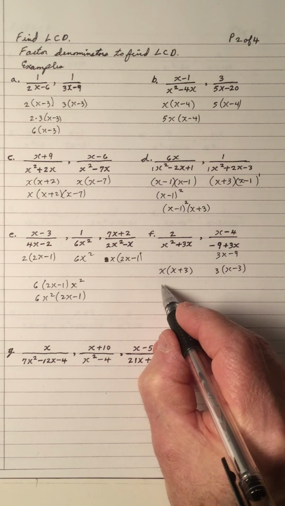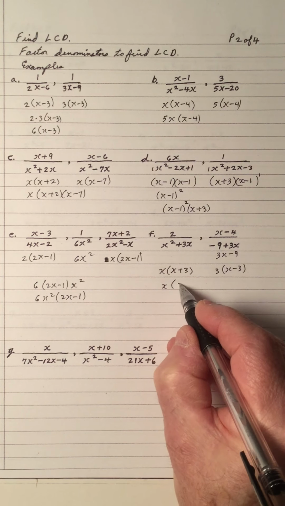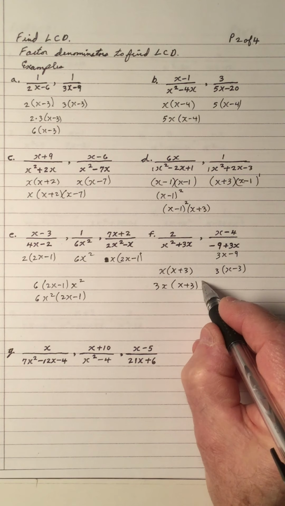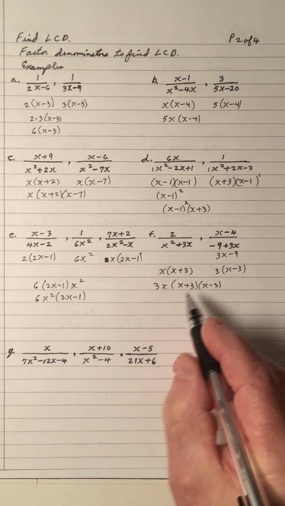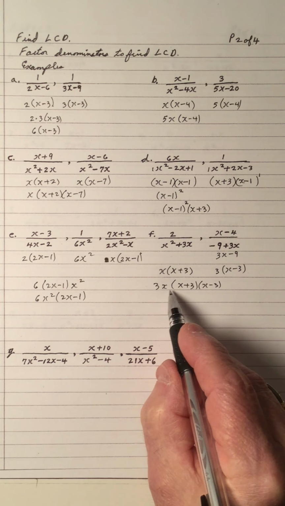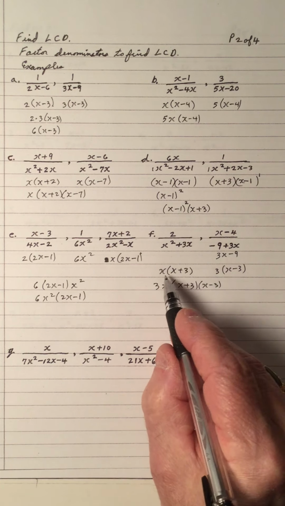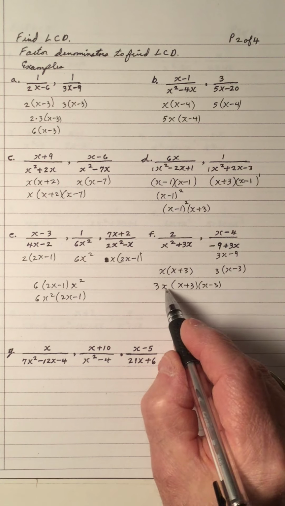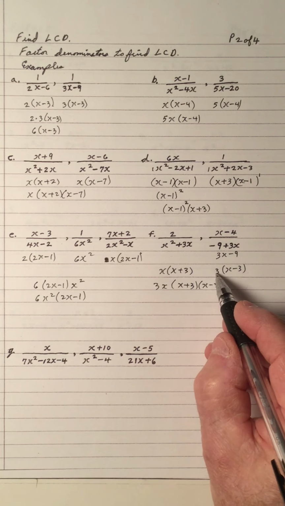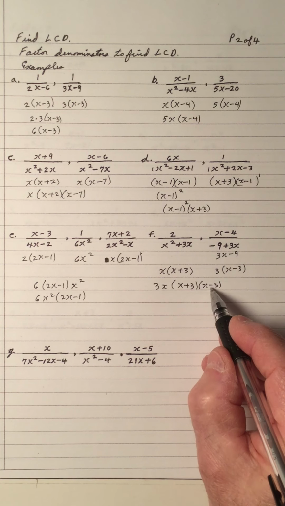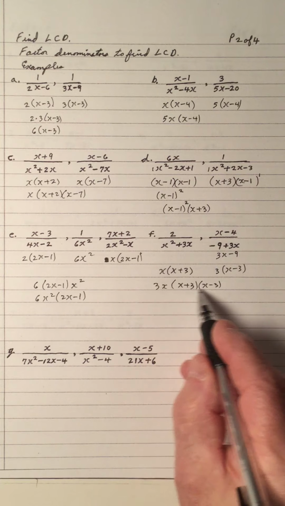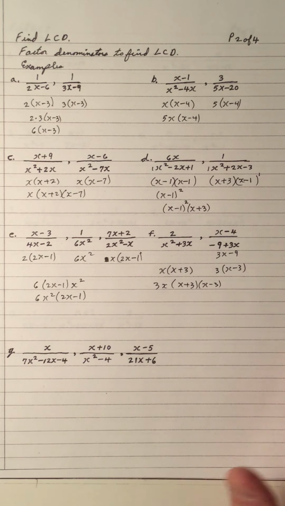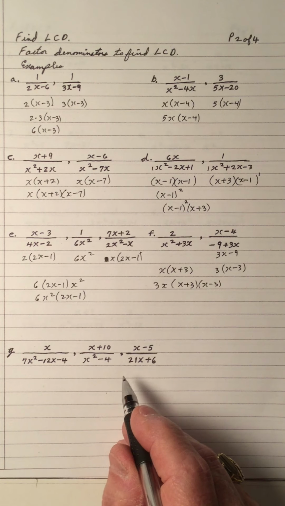So we have to have an x. We have to have an x plus 3. I have to have a 3. And I have to have an x minus 3. So 3x times x plus 3 times x minus 3. Let's see. Is x in the LCD? Yes. Is x plus 3 there? Yes. Is 3 there? Yes. Is x minus 3 there? Yes. So the LCD is all three of these multiplied. Notice you don't multiply them out. You leave them in the factored form.